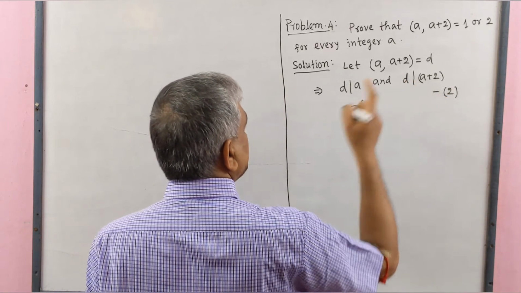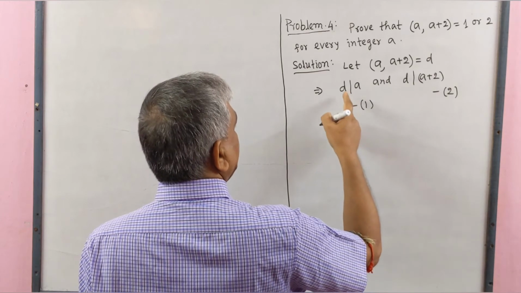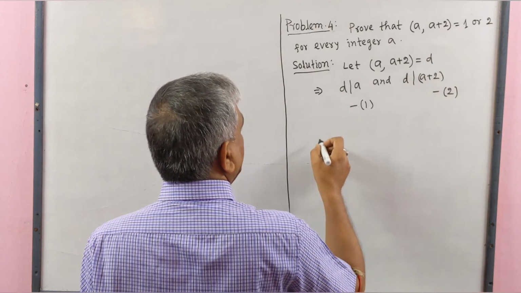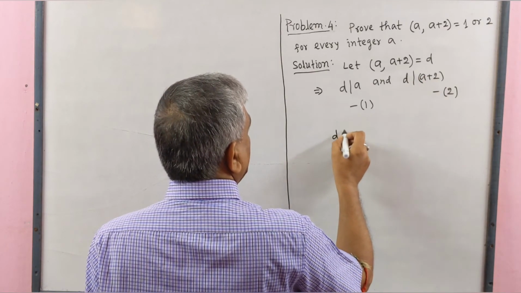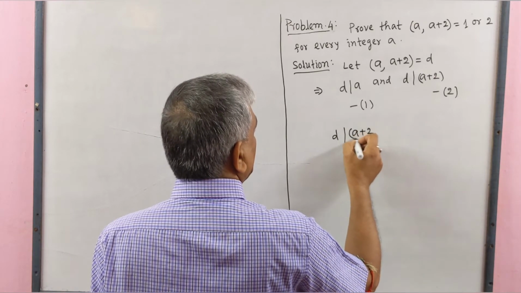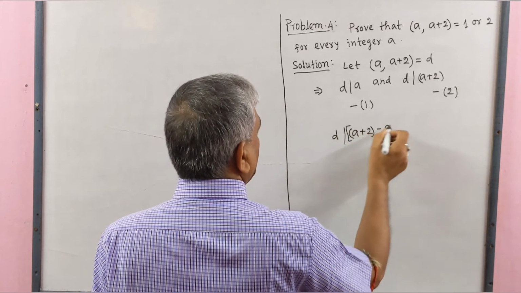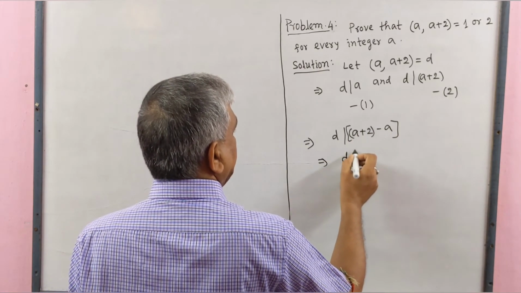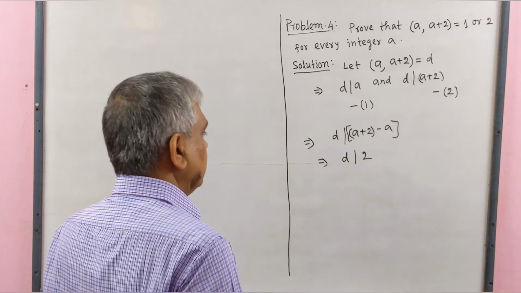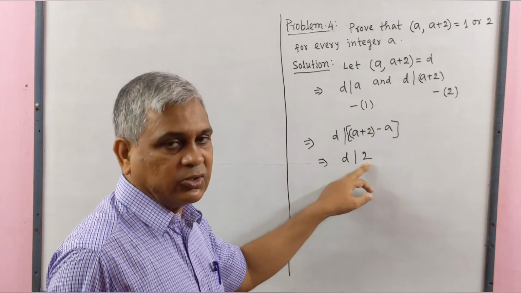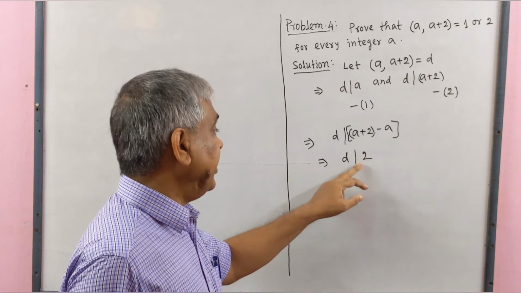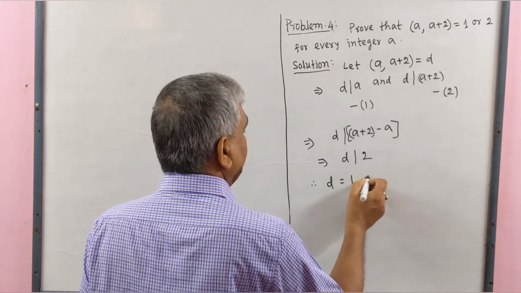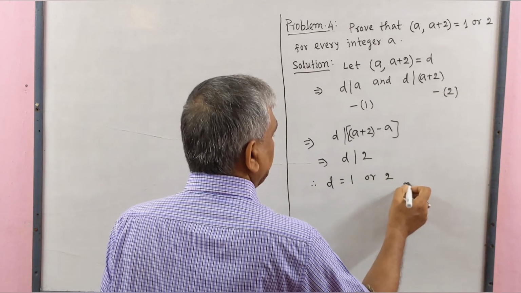From the concept of divisibility, we know that if D divides A and D divides A plus 2, then D divides A plus 2 minus A, implies that D divides 2. Since only two positive integers, 1 or 2, divide 2, therefore D equal to 1 or 2. Proved.